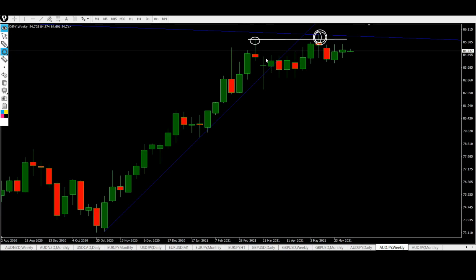Now let's see if there's 10 candles in between these two pivots. So we have 1, 2, 3, 4, 5, 6, 7, 8, 9. Okay, so since a legitimate double top requires 10 candles in between the peaks, at this point we found that this weekly double top is a fake.